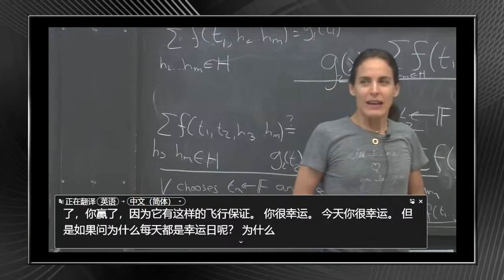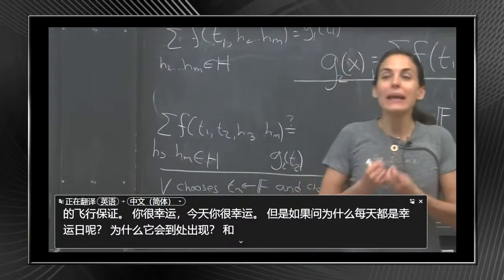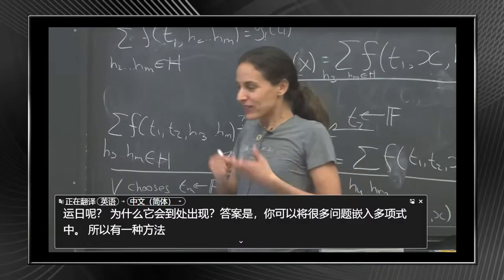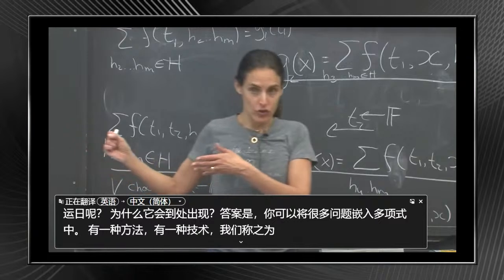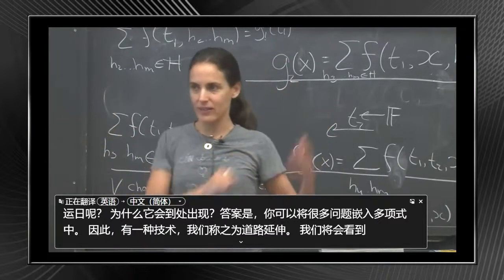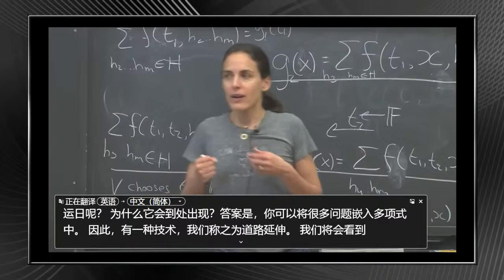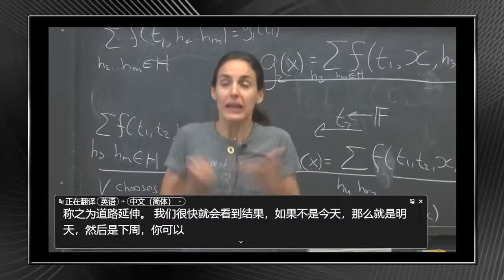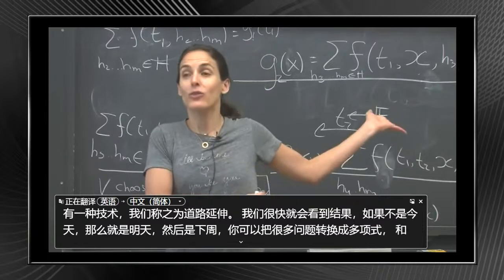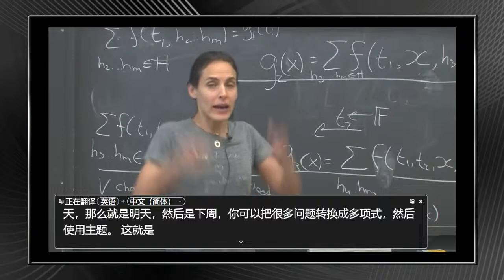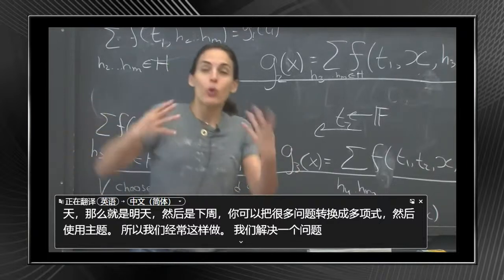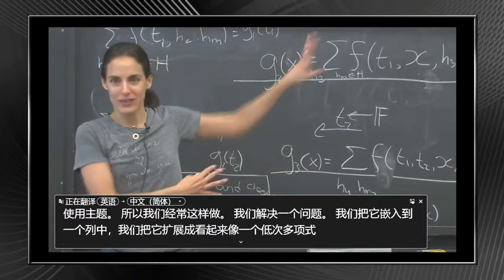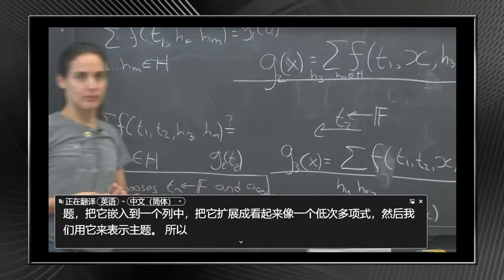And the answer is that you can actually embed many, many problems into polynomials. So there's a technique which we'll call low degree extension. We'll see that pretty soon, if not today, then tomorrow, then next week, where you can kind of convert many problems into polynomials and then use the sum check. So that's often what we do. We take a problem, we embed it into a polynomial. We extend it to look like a polynomial of low degree, and then we use sum check on it. So that's how it will come up.